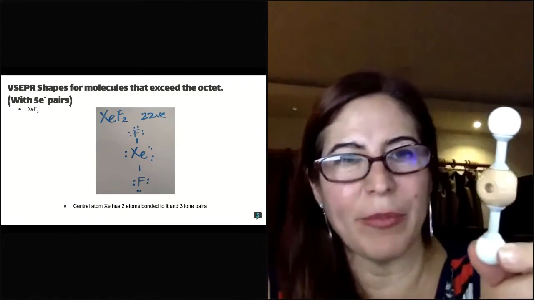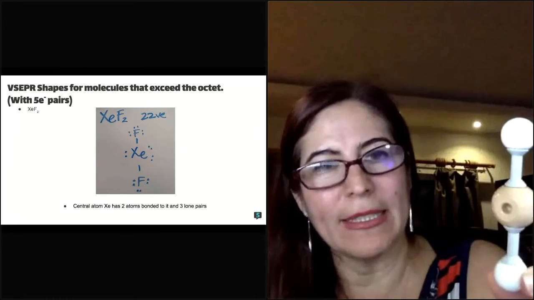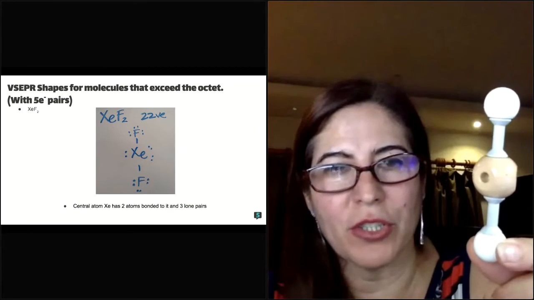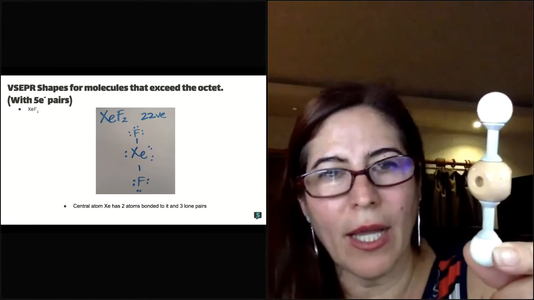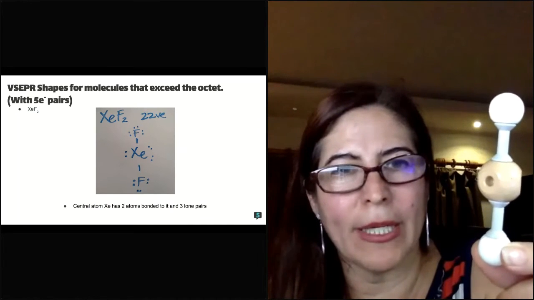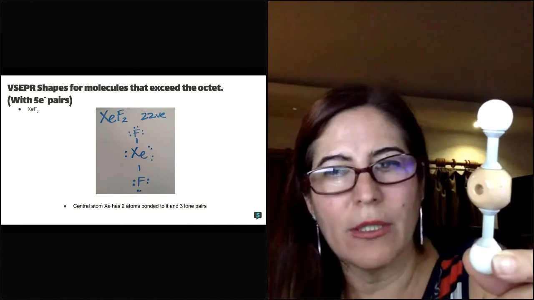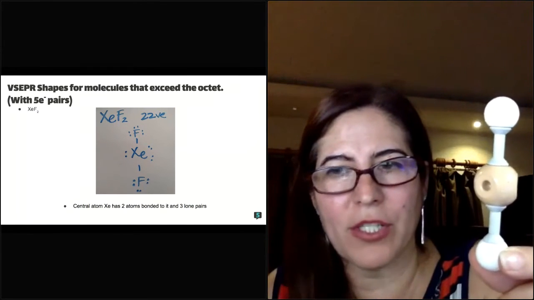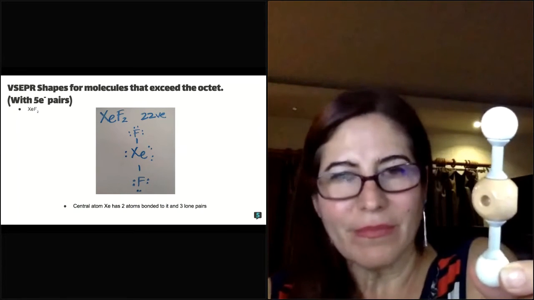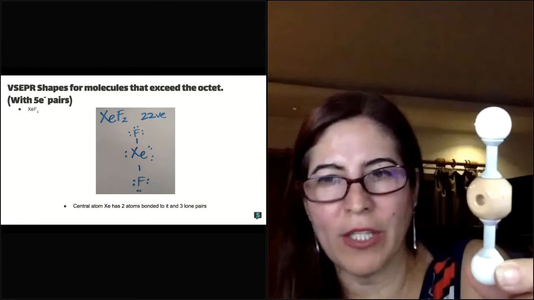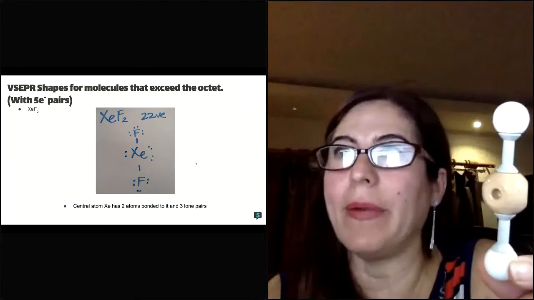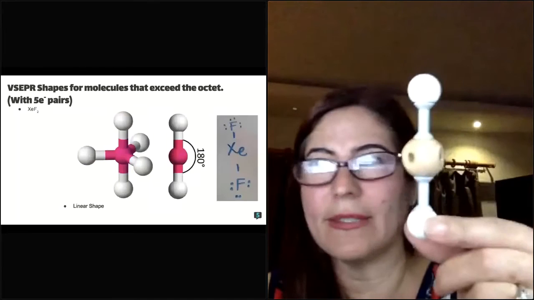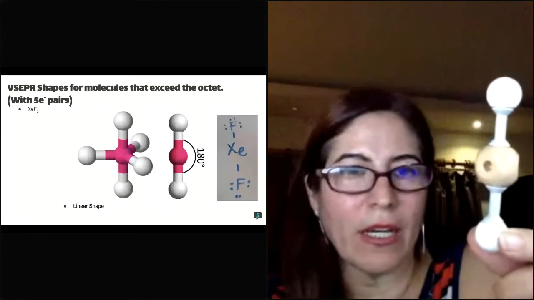Excellent. A linear shape. Who can describe how we can do this on paper? How can we do this in 2 dimensions? Would we need regular lines, or will we need a wedge? Will we need a dotted line? Okay, Irene, 2 lines, regular, wedge, dotted. Exactly. No wedges, no dotted lines, because everything is on the same plane, and the angle is a 180-degree angle.